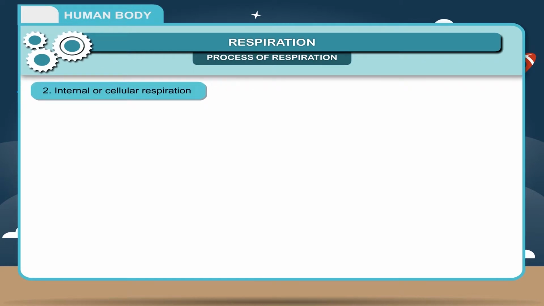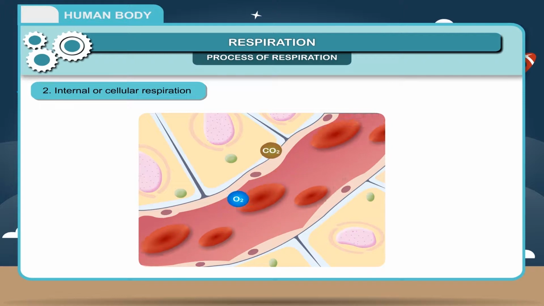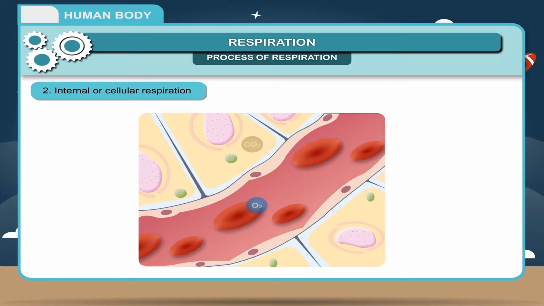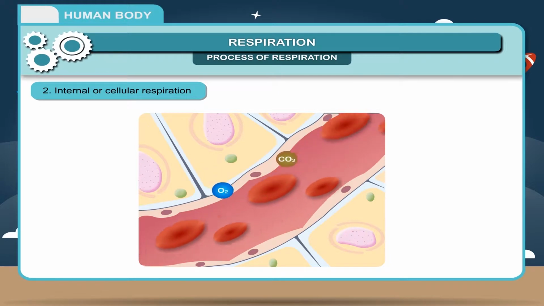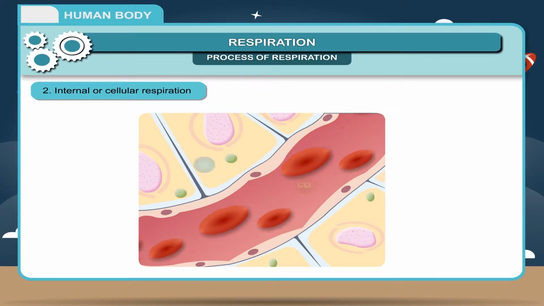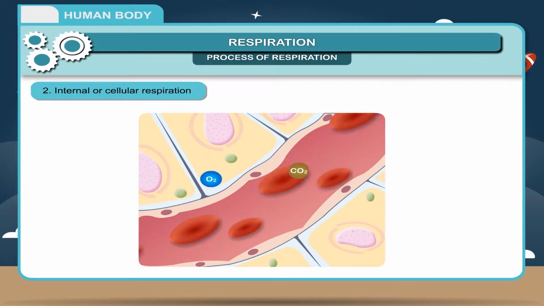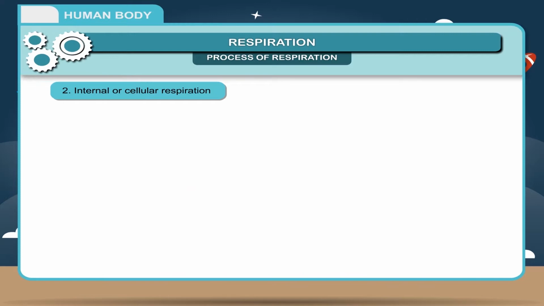2. Internal or cellular respiration. In this process, oxygen is used inside the living cells to break down the molecules of glucose, food, releasing energy and carbon dioxide. The difference between respiration and breathing is given in Table 3.2.